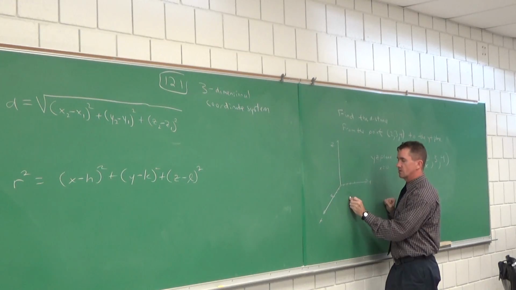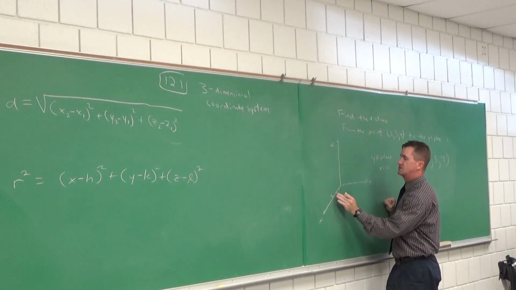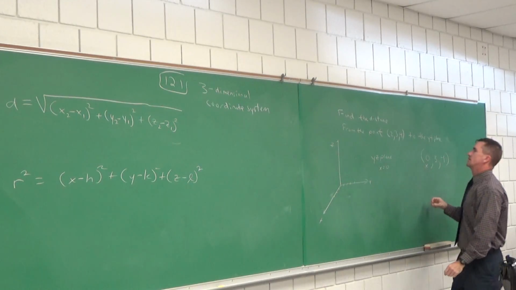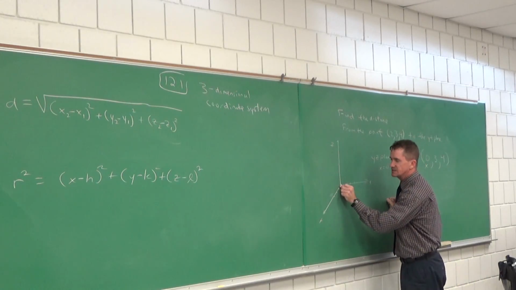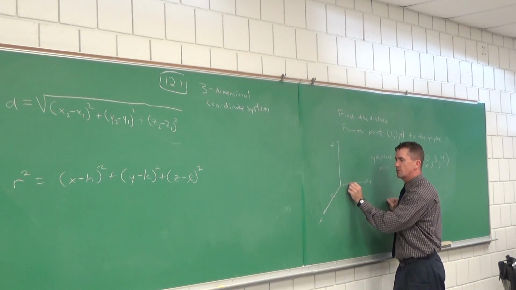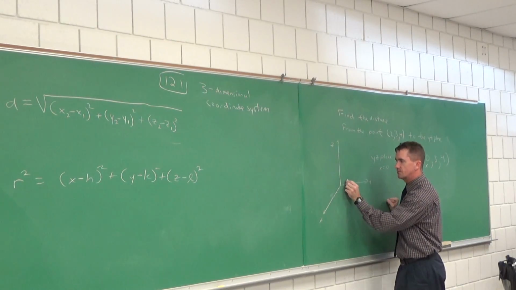Here's 0, 3, 4. I went 0 for the what? X. Yep. And here's that YZ plane. X is always 0. So 0, 3, 4. And then my other problem was 2, 3, 4. Let me do that. 2, 3, 4.